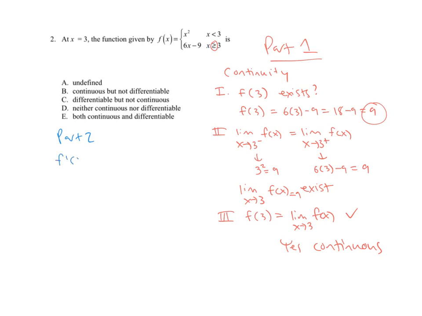So f prime of x is going to be, and I can just take the derivative of each part. So the derivative of x squared, according to the power rule, is 2x when x is less than 3. And the derivative of 6x minus 9 is just going to be 6 when x is greater than or equal to 3.